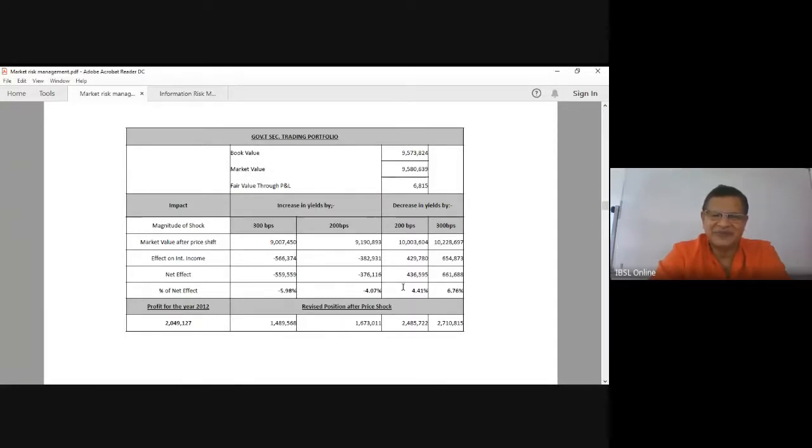This net effect you take as a percentage. If you take a percentage, when interest rate goes up, you have made a loss of 5.98 and 4.07, whereas you have made profit of 4.41 and 6.76. Now, when you get a situation like this, this will hit your P&L. Now, you need to analyze your P&L at that point. This particular bank had a P&L, the amount of which is not mentioned here.